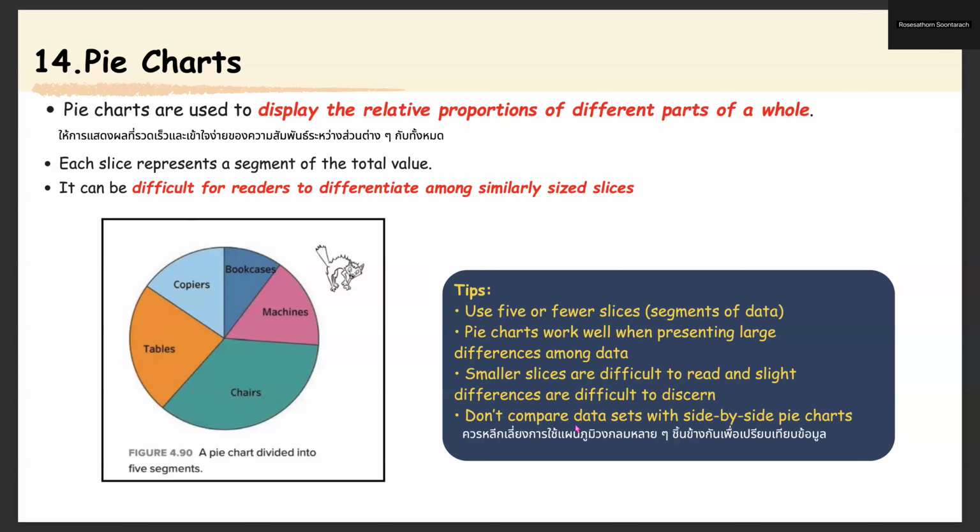And you need to compare. Please don't compare the data sets with side by side pie charts.